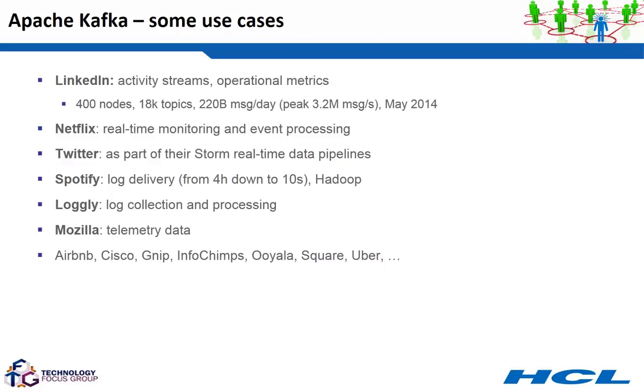So some of the use cases where Kafka is used. LinkedIn is using it for activity streams, operational metrics, etc. Just to give you an idea of the size of Kafka in their ecosystem, it is running 400 nodes, 18,000 topics, and at peak they handled 3.2 million messages per second. This is as of 2014, almost 2 years back now.